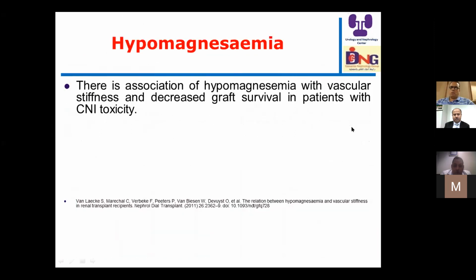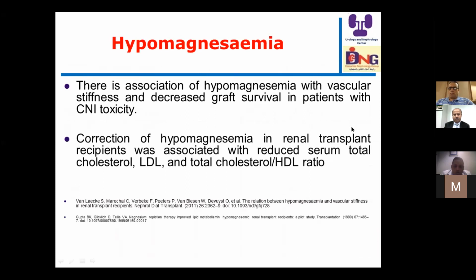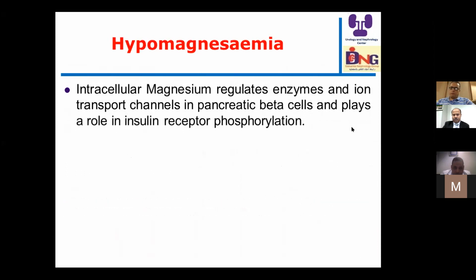There is an association between hypomagnesemia and the incidence of vascular stiffness and decreased graft survival in patients with CNI toxicity. Also, correction of hypomagnesemia was associated with improvement of dyslipidemia, with correction of LDL and total cholesterol, and improvement of the total cholesterol to HDL ratio. Regarding the relation between hypomagnesemia and insulin, intracellular magnesium regulates transport channels in pancreatic beta cells and has a role in insulin receptor phosphorylation. So hypomagnesemia may cause insulin resistance, and in turn, insulin resistance causes more hypomagnesemia.